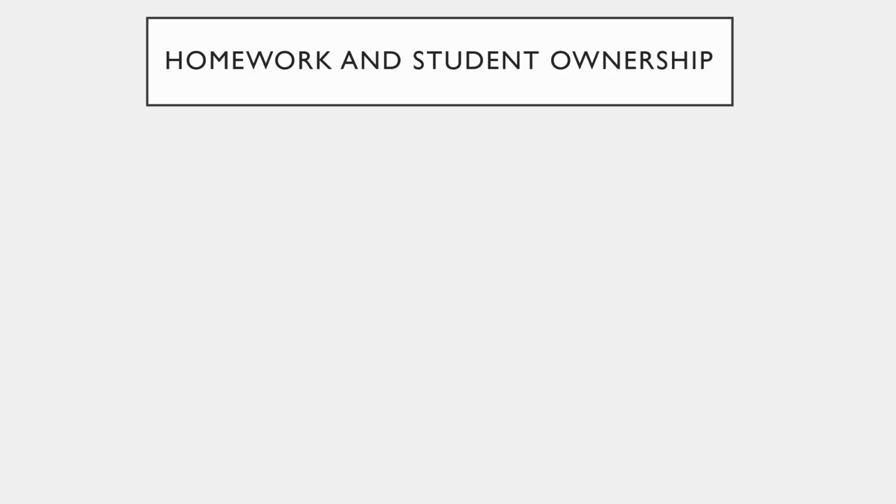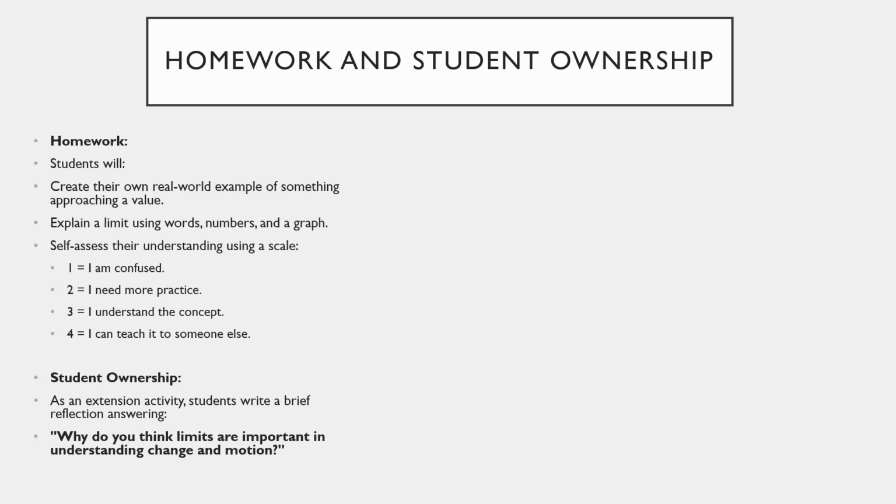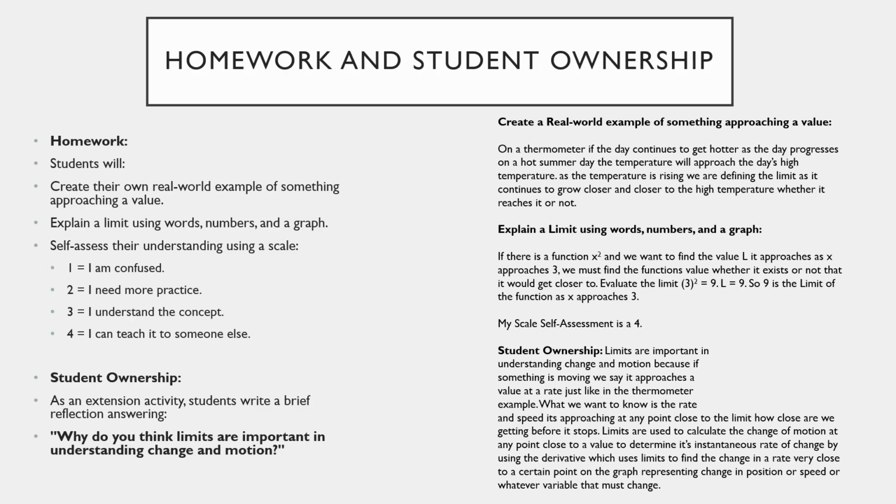Homework and student ownership. At the left is a portion of the lesson plan concerning homework and student ownership. Create a real-world example of something approaching a value. Well, I can give an example. On a thermometer, if the day continues to get hotter as the day progresses on a hot summer day, the temperature will approach the day's high temperature.